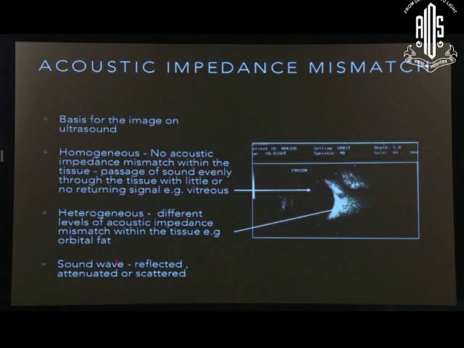And what happens when the sound wave passes through? It can either get reflected, it can get attenuated, or it can get scattered, depending on this acoustic impedance mismatch.